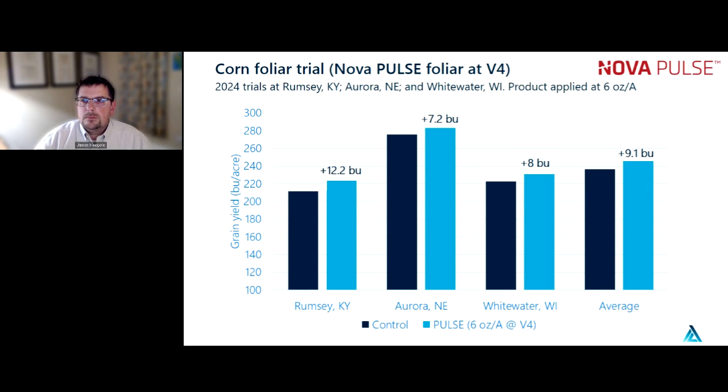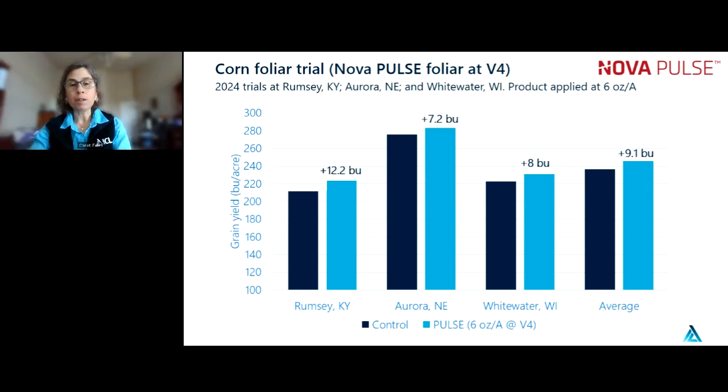Sure. So this one is looking at Nova Pulse across 3 different locations. You can see them down on the bottom: Kentucky, Nebraska, and Wisconsin, and then the average on the right. The dark blue is the control, and then the lighter blue bar is Nova Pulse foliar application at 6 ounces per acre, put on at V4 on corn, as far as a critical growth stage and setting the yield potential for that corn at that point in time.